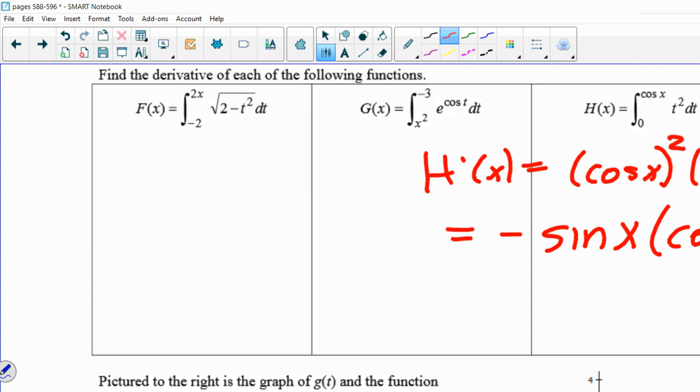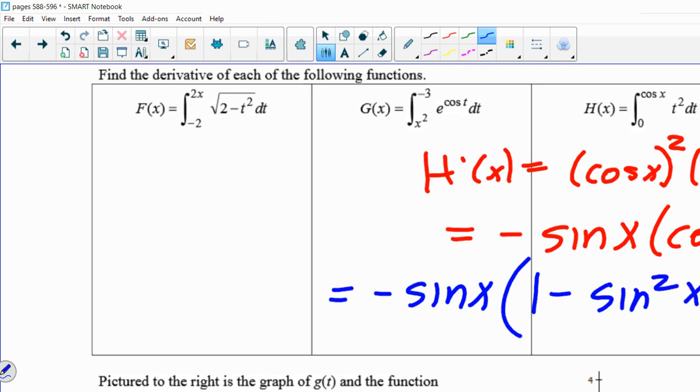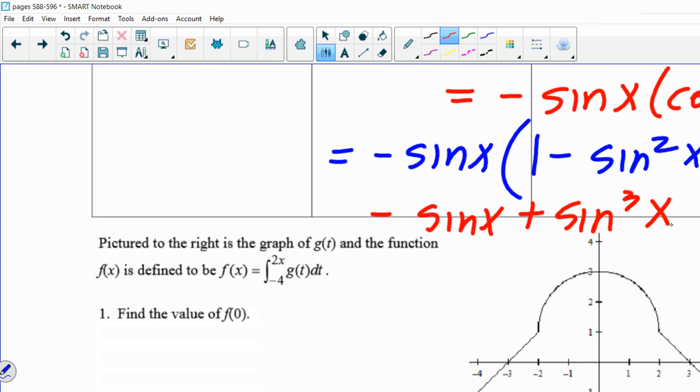Now, in Sparks's notes, he goes farther. I don't think it's an issue. However, if this is a multiple choice question and this is not one of the options, let me show you what Sparks is doing. Sparks goes back to the Kahuna family. Woohoo! And he says cosine squared x is 1 minus sine squared x, and then he distributes. So what would that give us? Minus sine x plus sine cubed x. Okay. Next.